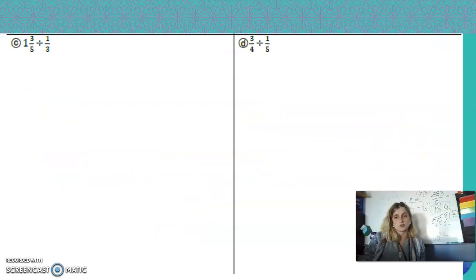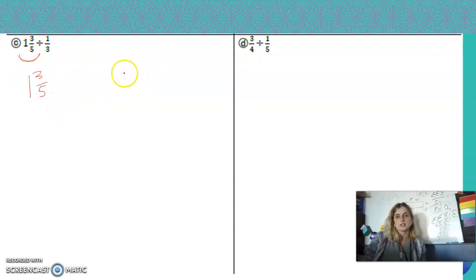Okay, I'll set you up for the next one, but I'm not gonna do them with you because we know the steps. So next one, that's not a fraction, that's a mixed number. We need to change 1 3/5 into just a plain old fraction.